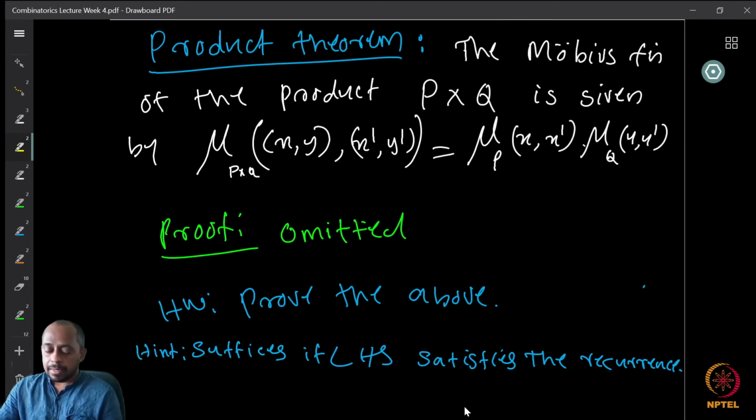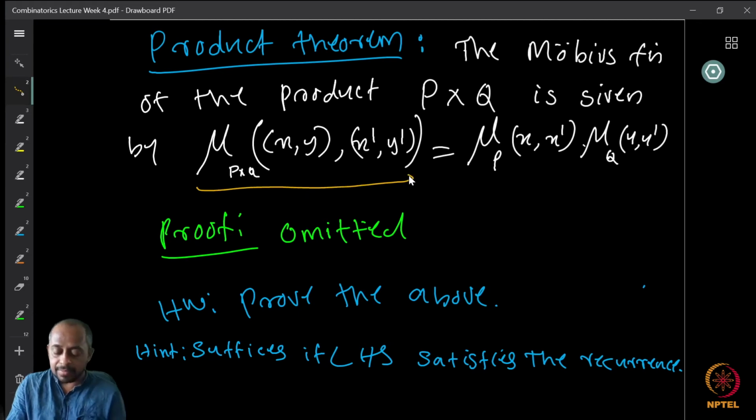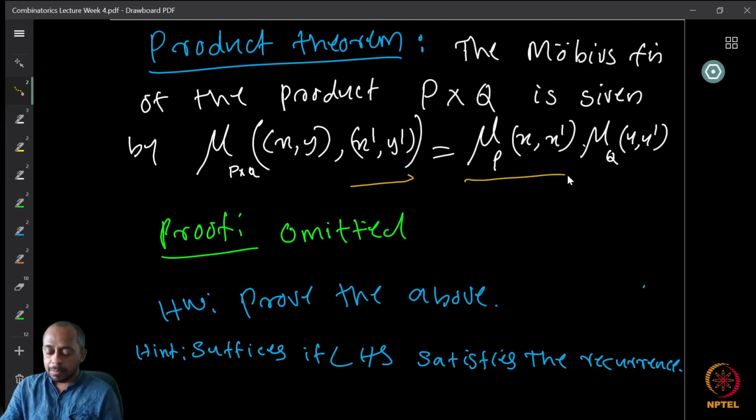Now we look at the product theorem. So we defined the product of two posets earlier, right? So consider the Cartesian product of posets P and Q. The product theorem says that the Mobius function of the product P cross Q is given by the product of the Mobius functions. Okay? So the Mobius function of the product, mu P cross Q of (x, y), (x dash, y dash) is equal to mu P of (x, x dash) times mu Q of (y, y dash).